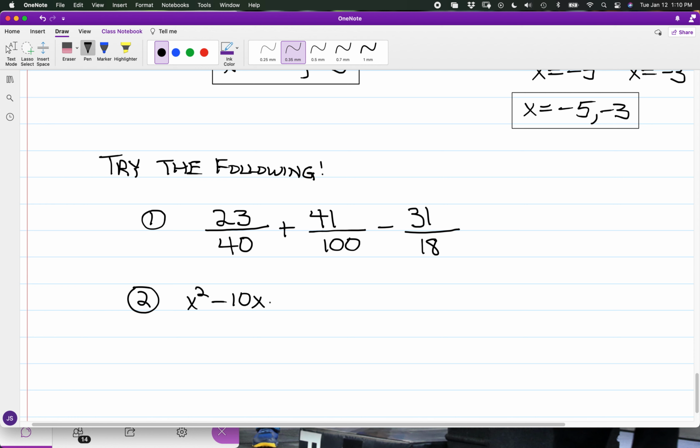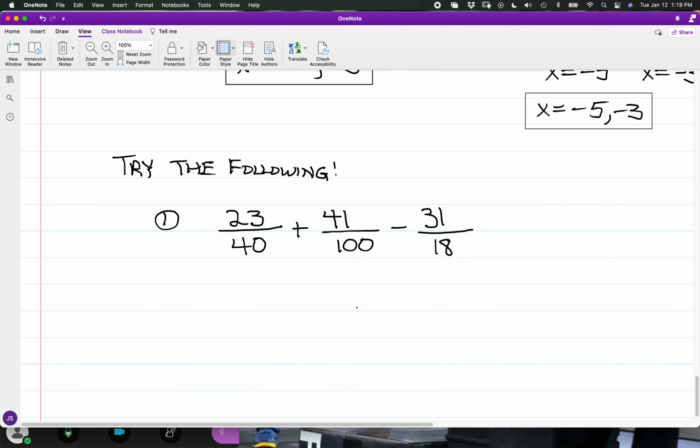Okay, and in terms of quadratic equations, let's see what we get for x squared minus 10x minus 24 is equal to 0. And also where we have x squared plus 36 is equal to negative 12x. Okay, so let's see what fraction we get from combining these ratios together. And also, let's see what value or values of x we get in these second and third problems.